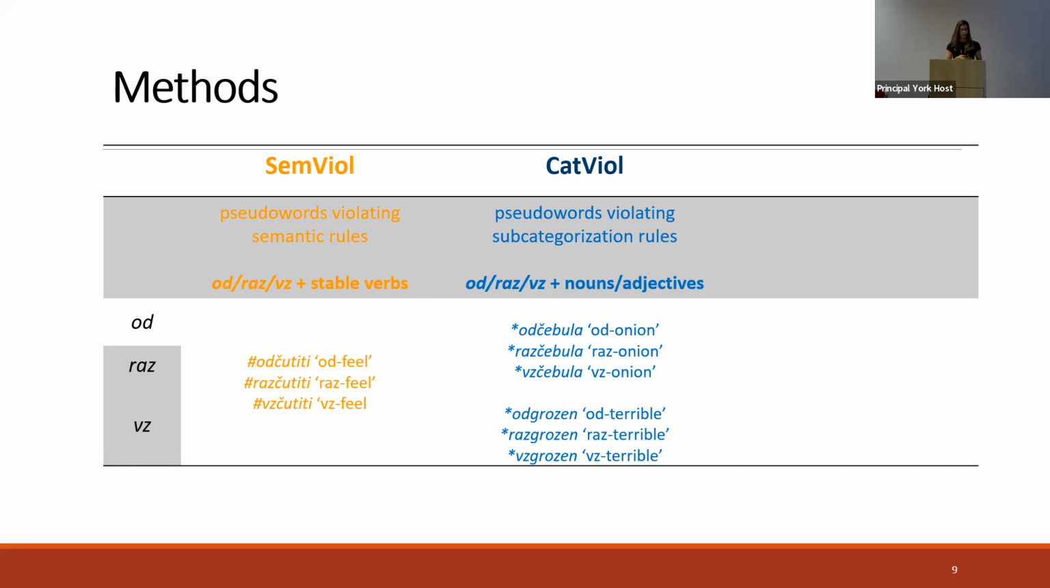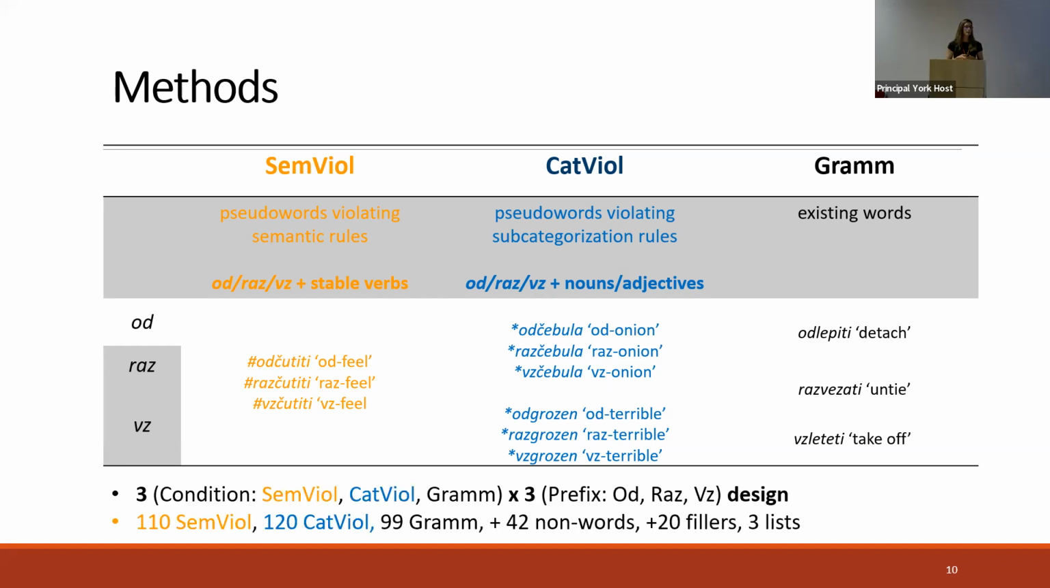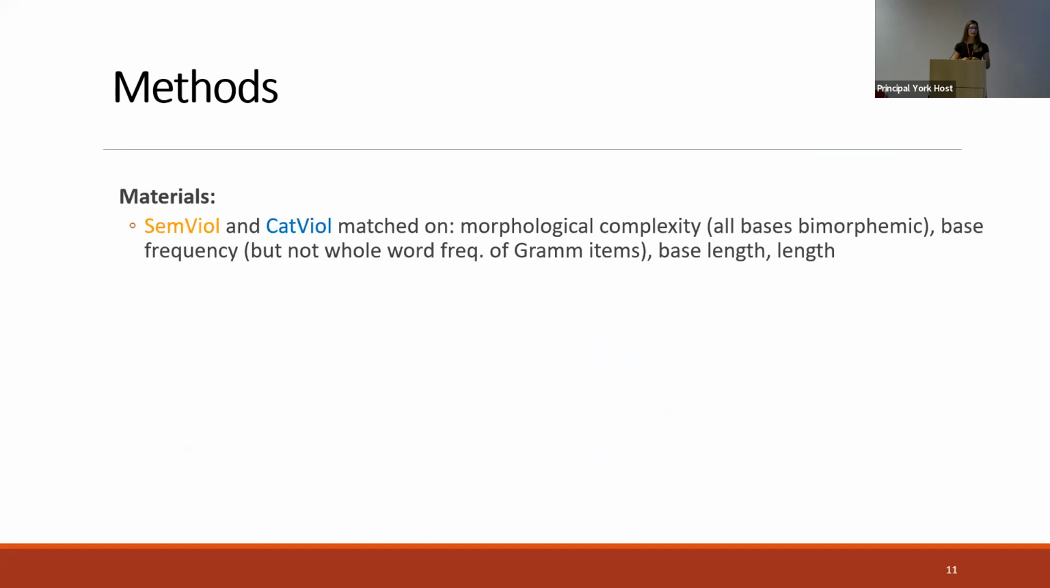And following previous studies, we also had a group of grammatical items, the existing verbs with these three prefixes, which is more of a control condition. We had three separate groups of these verbs, thus obtaining a 3x3 study design, with these three conditions as levels of the condition factor and three different prefixes, just to check if there are any potential differences between the prefixes. We also added some fillers, non-words, and had three lists.